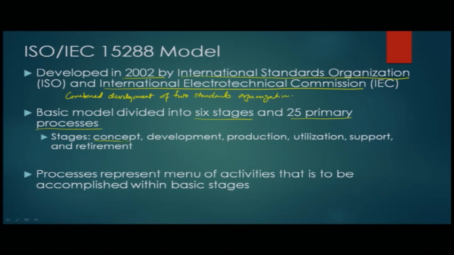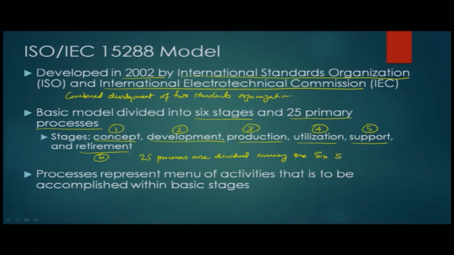And the stages are the concept stage, the development stage, production stage, utilization stage, support stage, and retirement stage. So the first stage is the concept, the second stage is the development, third stage is the production, fourth is the utilization, fifth is the support, and sixth is the retirement stage. And there are 25 primary processes. These 25 processes are divided among the 6 stages. I'm not going to get into the details of this model, it is slightly more complex, but you can read the details of this. It's freely available on the ISO website and other documents.